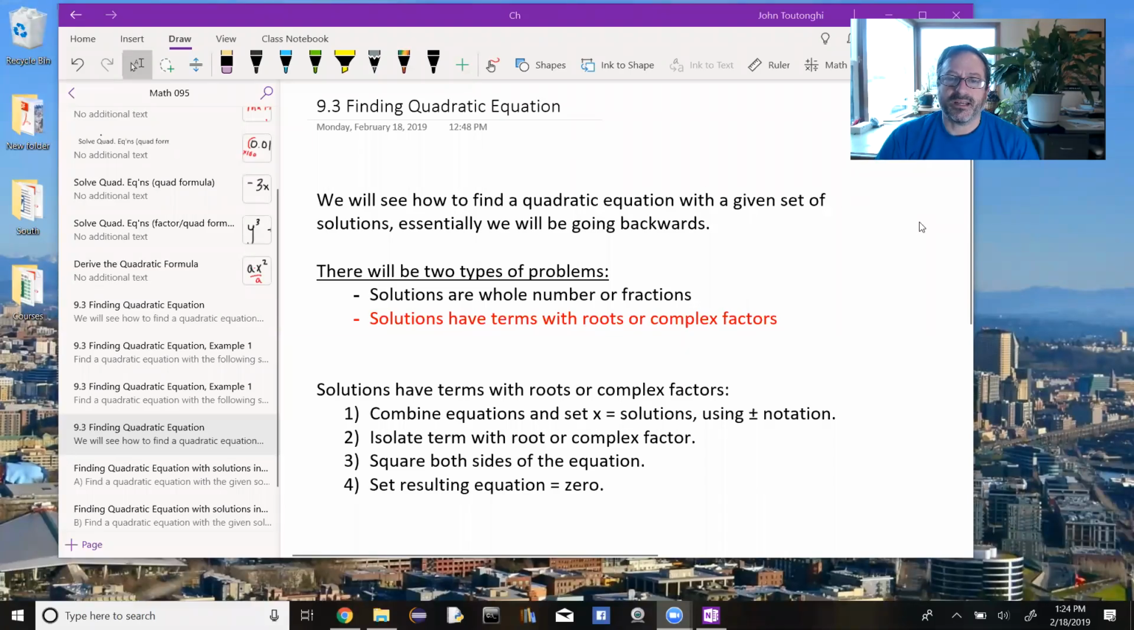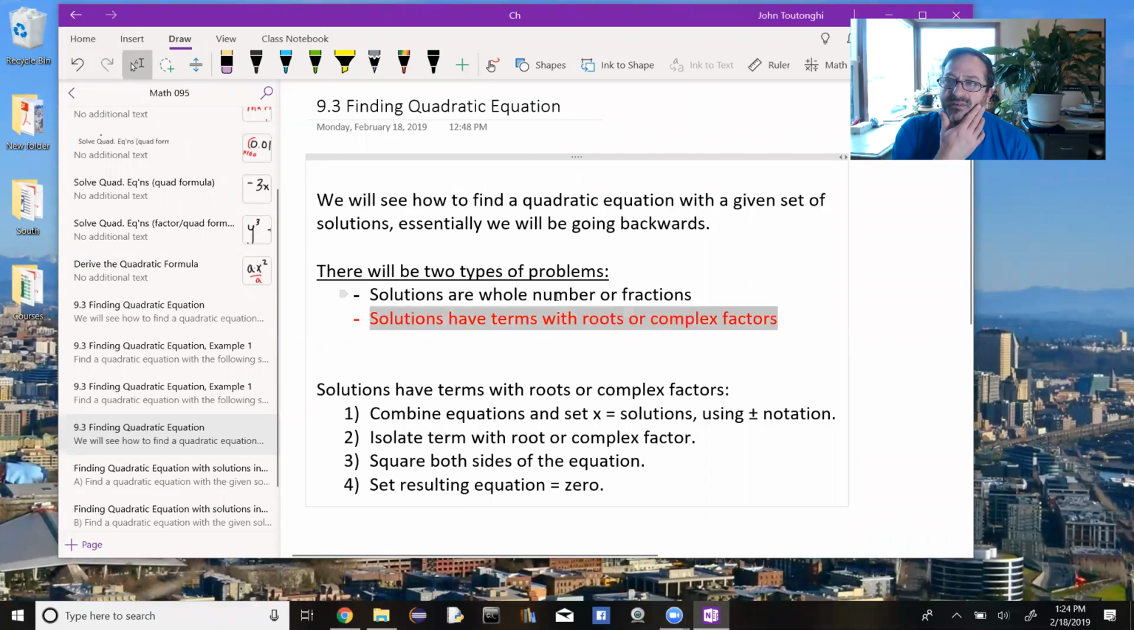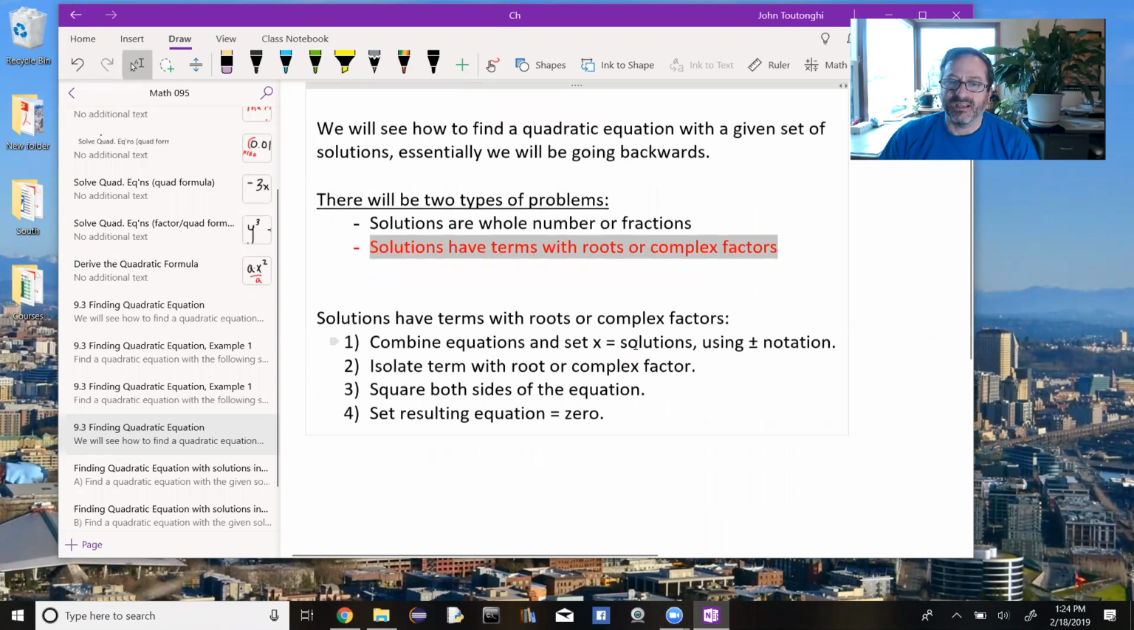Okay, so now we're going to look at still finding a quadratic equation with a given set of solutions, but now the solutions will have terms involving roots or complex factors. So we're going to be reversing the process of when we solve using square roots. When they have roots or complex factors, we're going to combine the equations into a single equation and set x equal to that solution using the plus and minus notation.